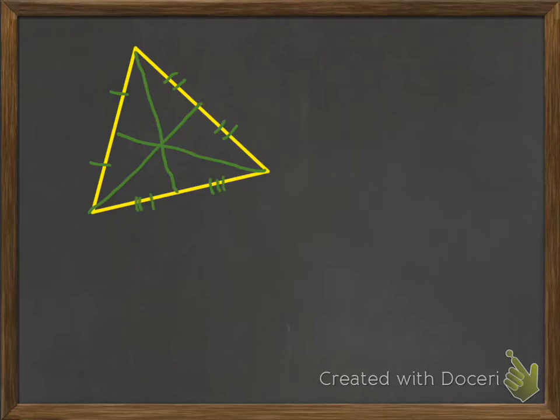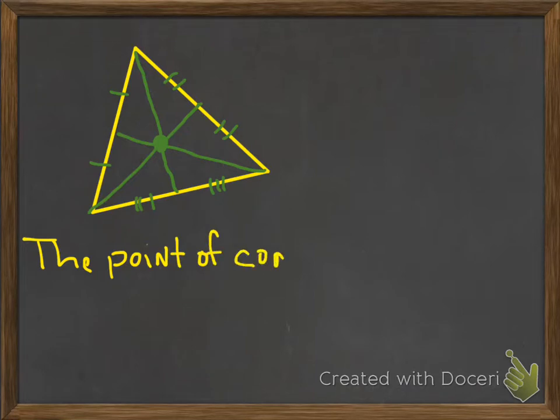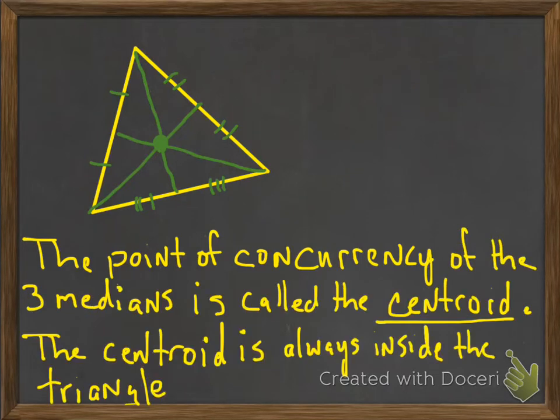That would divide each side of the triangle into two equal segments. Those three medians will intersect at one point. That point of concurrency is called a centroid. And the centroid is always inside the triangle, so make sure you remember that. So that one will be called a centroid.